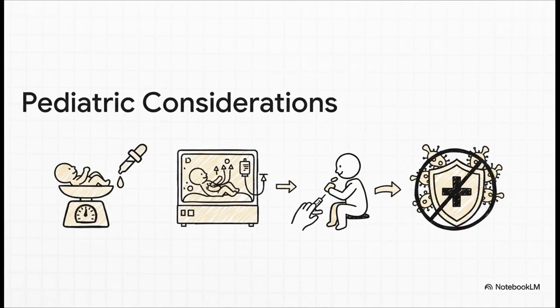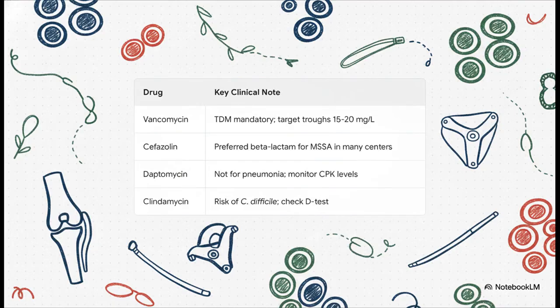Of course, treating kids is a whole different world. The principles don't change, but the execution has to be flawless. Dosing is strictly based on weight, and you have to be on the lookout for different presentations, like late-onset neonatal sepsis, which is a huge concern in the NICU. Here's a quick look at the pediatric toolbox. And one thing that's absolutely critical here is therapeutic drug monitoring. For a drug like vancomycin, you can't just guess. You have to monitor levels to make sure you're hitting that sweet spot between being effective and being safe for these little patients.